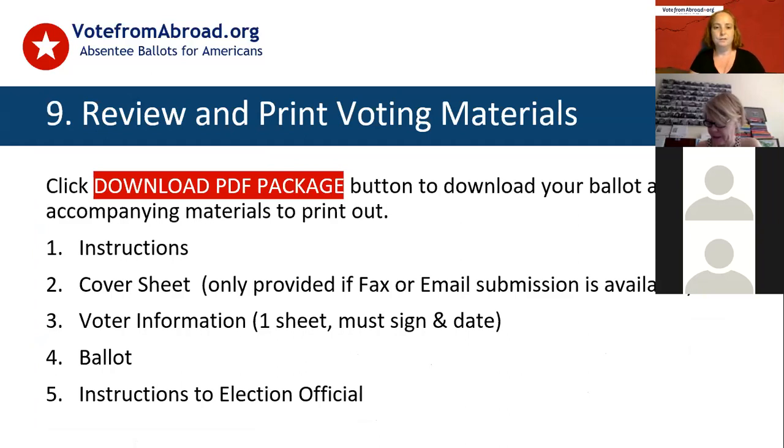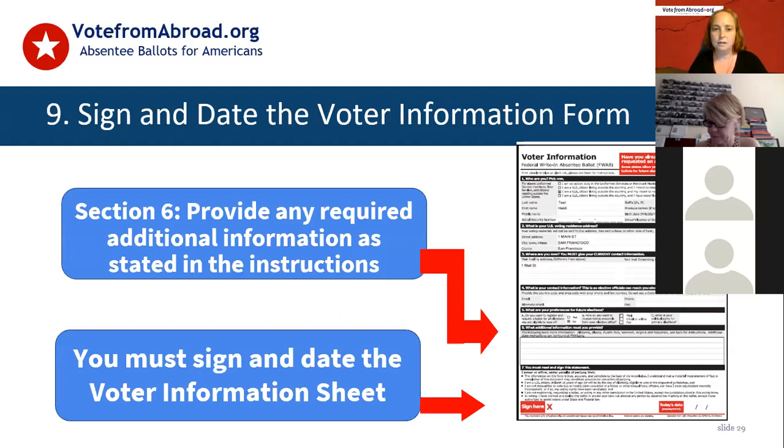Voter information, so that's that first page that looks like your ballot request form. That needs to be signed and dated, and then your ballot. And then there's another page called Instructions to Election Official that you also have to include when sending it back. You may find at this point that Section 6, where it asks for additional information, that you weren't able to add previously for whatever reason, you can still fill stuff in by hand here. Just make sure it's legible.